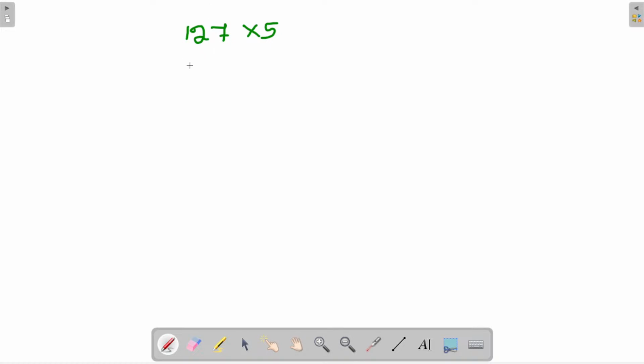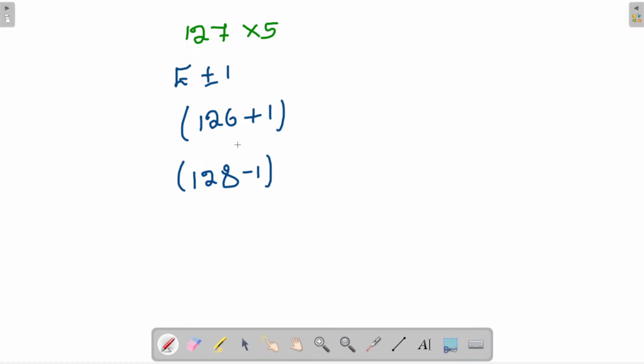So this number I can write as an even number plus or minus 1. Can I write this number as 126 plus 1? Otherwise I can write 128 minus 1, your choice. But I don't want to write this number, you have to visualize it like that. 127 means I can visualize this number as 126 plus 1 or 128 minus 1, the choice is yours.